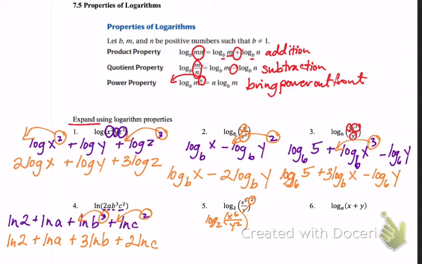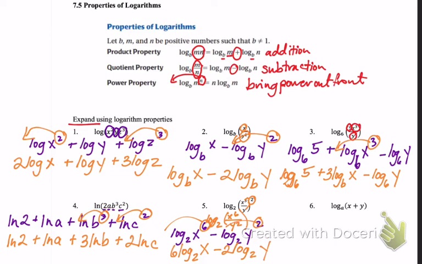So now I'm going to split it up into log base 2 of x to the 6th minus log base 2 of y squared. Then I have exponents, so I bring them out front. So my final answer looks like 6 log base 2 of x minus 2 log base 2 of y.